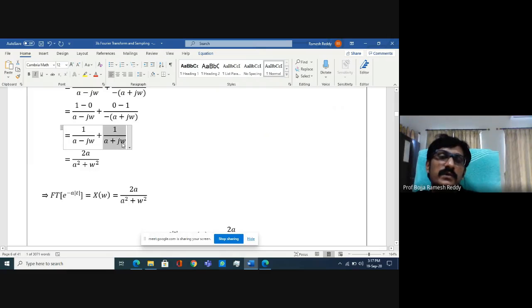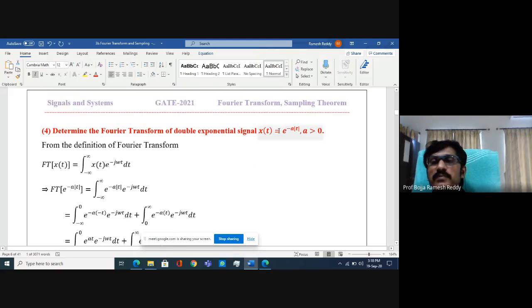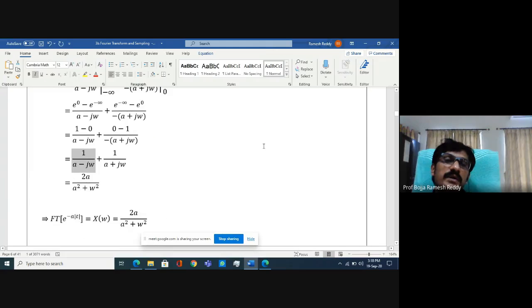This is the answer for decaying exponential. This is the answer for rising exponential. This problem is exactly equal to the sum of the previous two problems. No need to do all these things in a competitive examination. We have to know this formula. It is just the sum of the decaying exponential and the rising exponential.